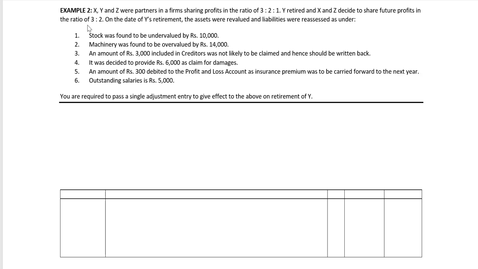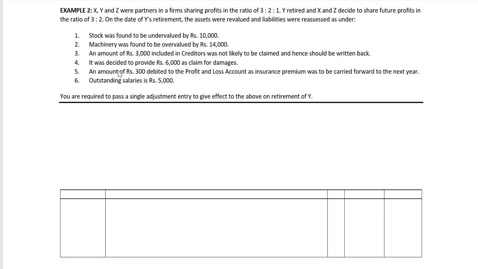Example 2. X, Y, and Z were partners in a firm sharing profits in the ratio of 3:2:1. Y retired and X and Z decided to share future profits in the ratio of 3:2. On the date of Y's retirement, the assets were revalued and liabilities were reassessed as under. First point, stock was found to be undervalued by rupees 10,000. Second point, machinery was found to be overvalued by rupees 14,000. Third point, an amount of rupees 3,000 included in creditors was not likely to be claimed and hence should be written back.